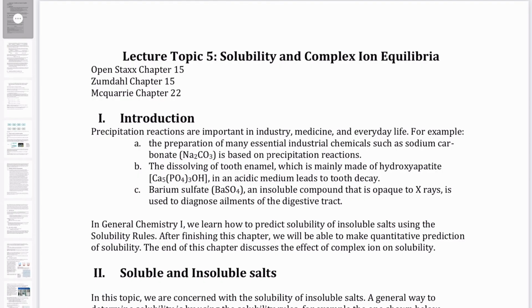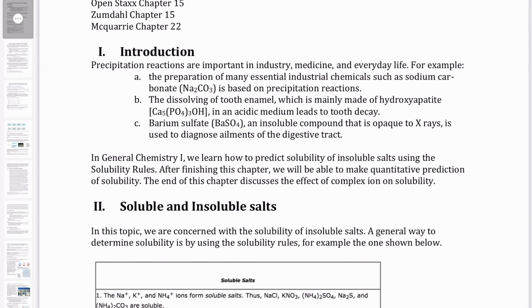So we're starting a new chapter now called Solubility and Complex Ion Equilibria. And here we're going to spend our time talking about all things that affect the solubility of various ionic compounds and how sometimes the solubility could decrease or could increase depending on what other ions are present. Now we're going to start by just talking about why this is important.